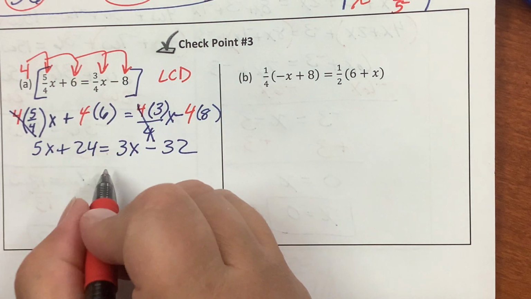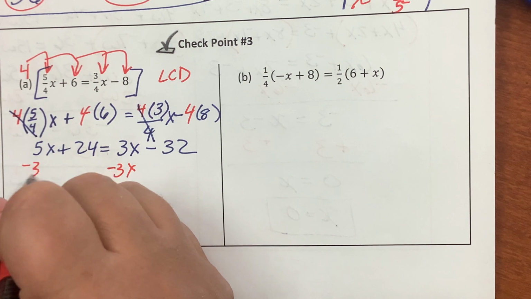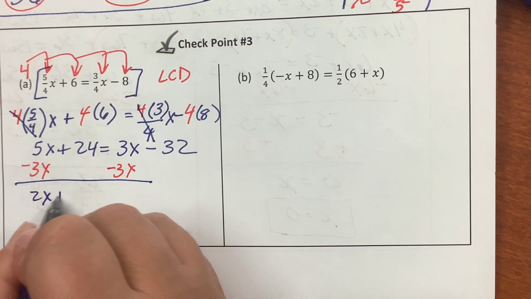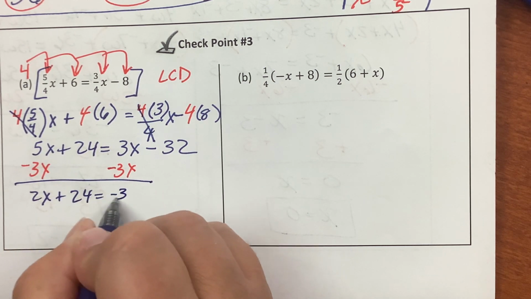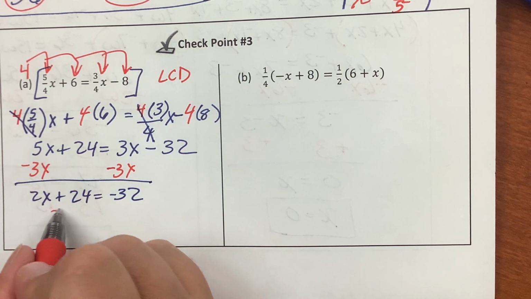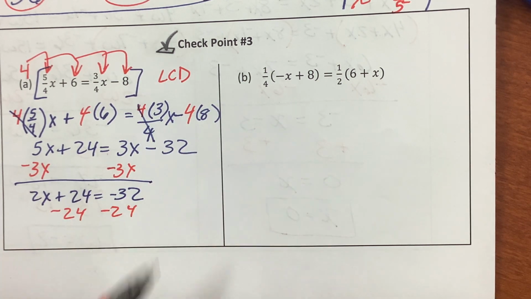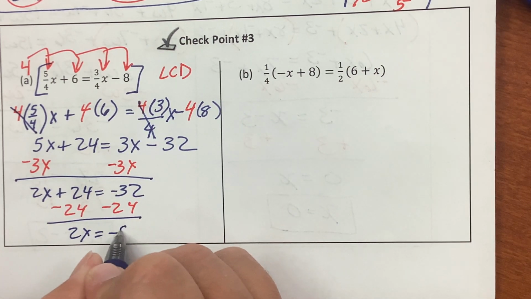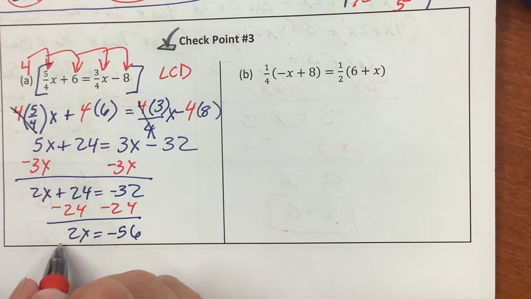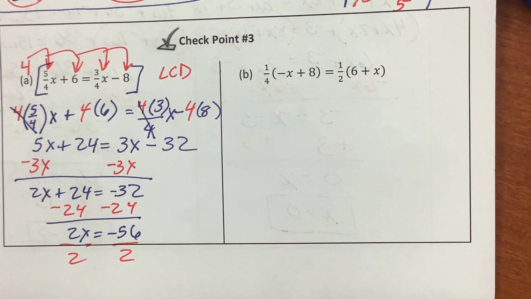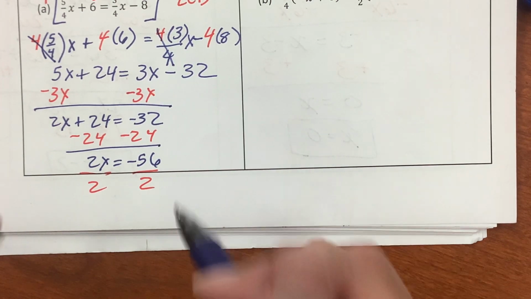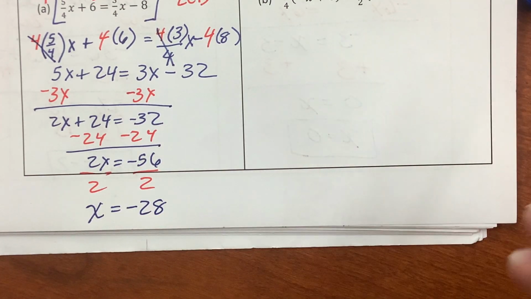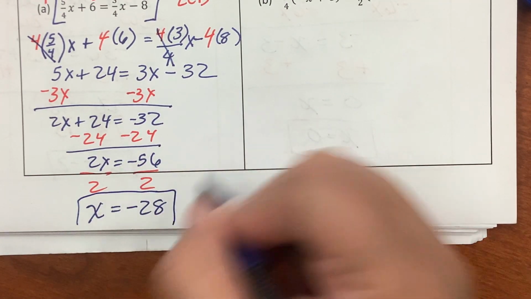Okay, subtract 3x from both sides. 2x plus 24 equals negative 32, minus 24 from both sides. 2x equals negative 56. Divide by 2. Running out of space. x equals negative 28. Not too horrible. At least it's a whole number and not a fraction.